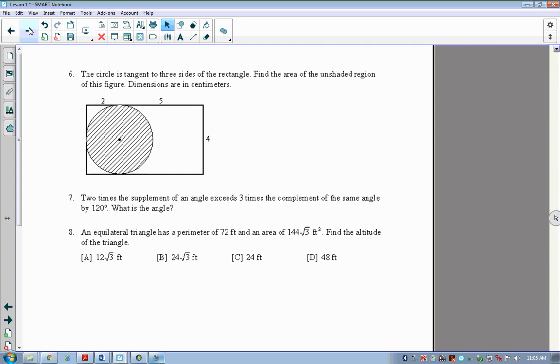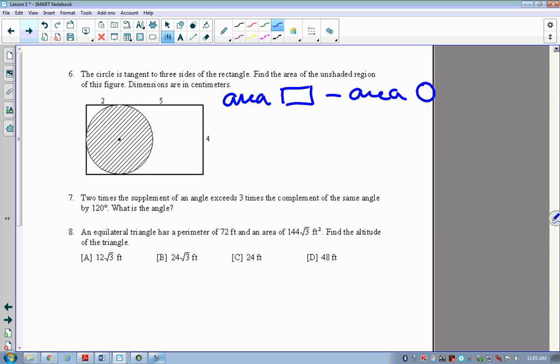If we want to find the area of the unshaded region, essentially what I want you to understand that we're trying to do is this: we want the area of the rectangle minus the area of the circle. Does that make sense? The area that's left is the area of the unshaded region. Well, finding the area of the whole rectangle should be pretty easy, right? How do I find the area of a rectangle?